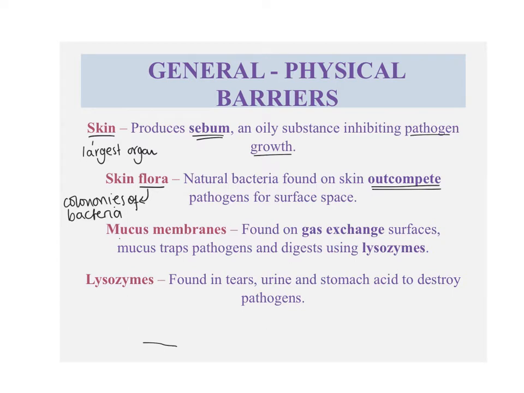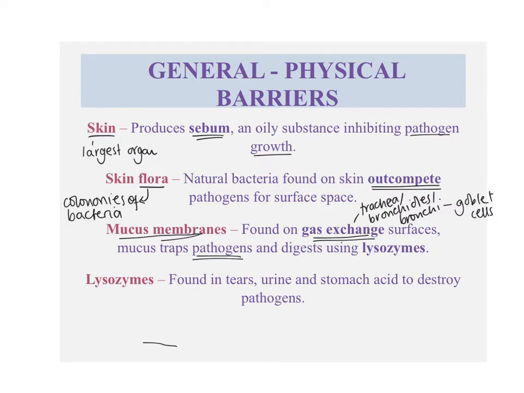Inside our body, we've got mucous membranes. Mucus is the thing that gives you a little bit of phlegm, but it's also there as a kind of sticking agent. Generally, we say that the mucous membranes are found on the gas exchange surfaces, things like your trachea, maybe your bronchioles, or your bronchi. What it does is it traps the pathogens. It's gunky, it's secreted from goblet cells.